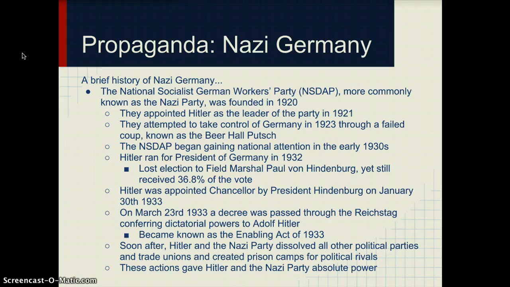He was appointed chancellor by Hindenburg on January 30th, 1933, and on March 23rd, 1933, a decree was passed through the German Reichstag, which conferred dictatorial powers to Adolf Hitler, and it became known as the Enabling Act of 1933. And soon after, Hitler and the Nazi Party dissolved all other political parties and factions and trade unions and created prisoner camps or concentration camps for their political rivals. And these actions gave Hitler and the Nazi Party absolute power in Germany.